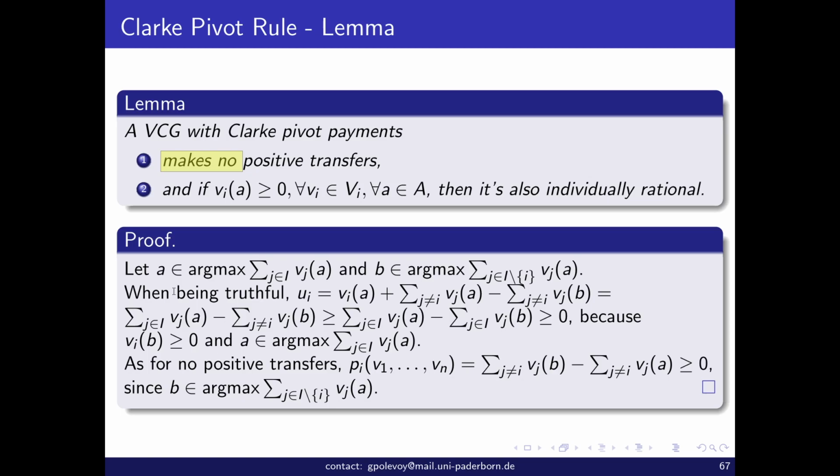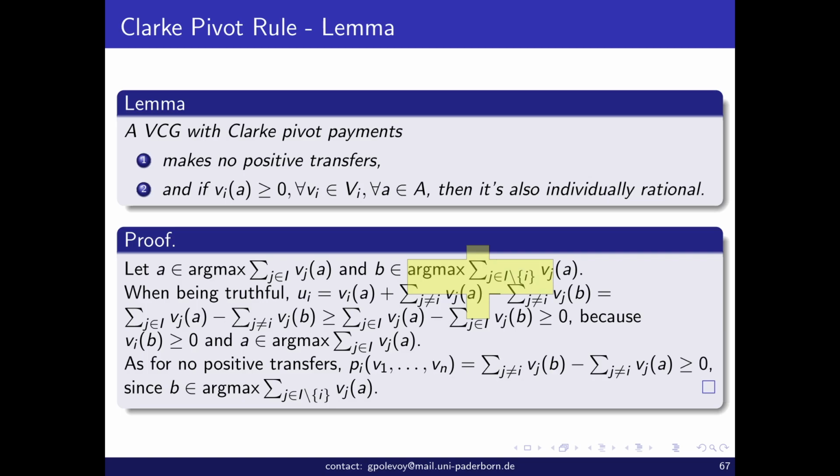Let's prove it. So let A be the choice of the mechanism, so it's a maximum of the functional welfare. Pay attention, it does not matter whether the players besides you tell the truth or not. And let B be the maximum of the choice which would have taken place if you were not there. You are player I. I'm kind of trying to make you feel as player I. Player I was not there.